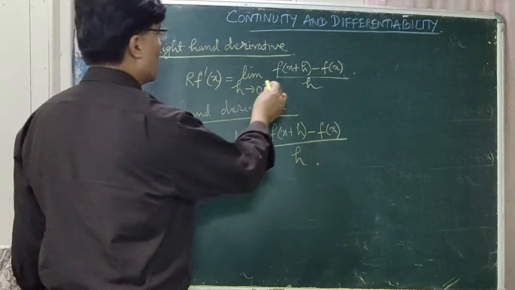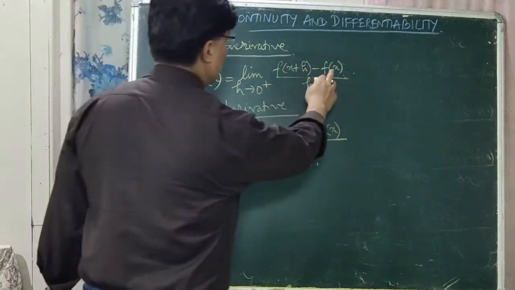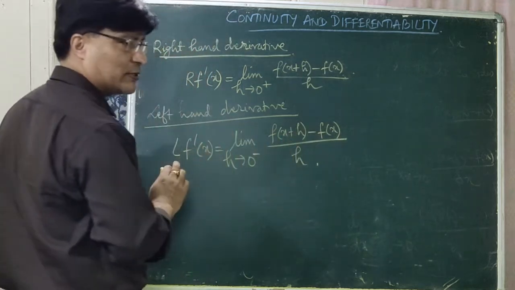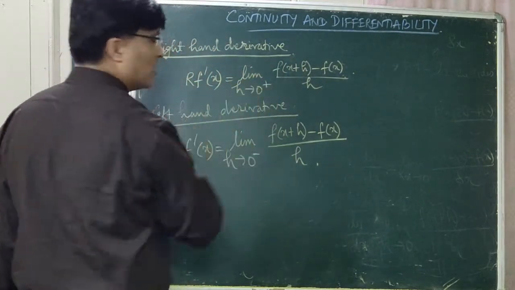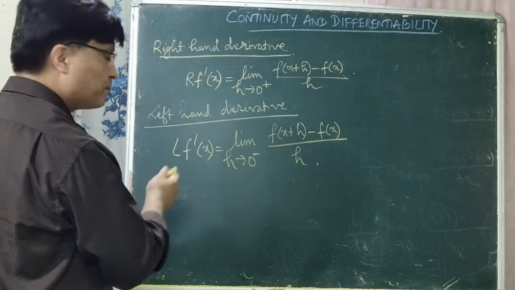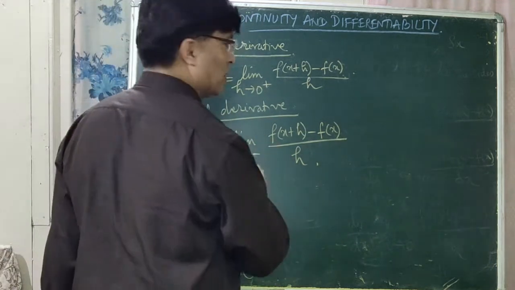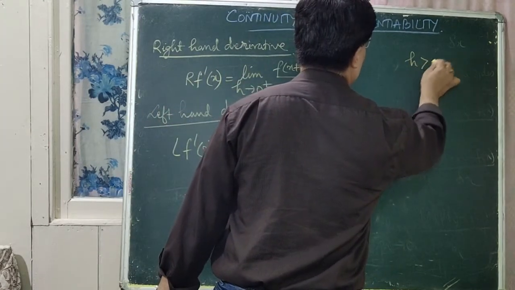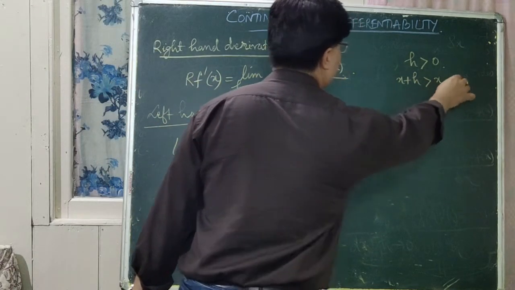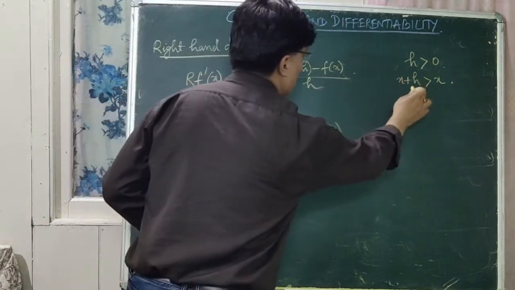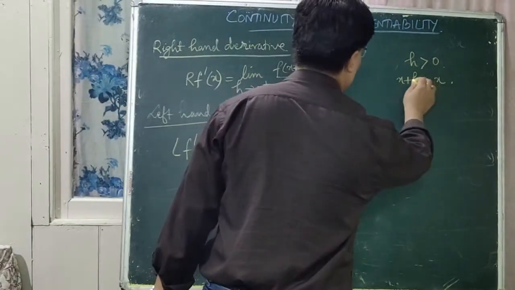Now in this case, what is meant by f of x plus h? You should know the meaning of x plus h here. Here x is exactly equal to x, here also x is exactly equal to x. Only x plus h is there. H tends to 0 plus means h is approaching 0 from the right hand side, and all the values of h are greater than 0 out here, isn't it? So h tends to 0 plus means h is greater than 0, right? So add x on both the sides: x plus h is greater than x. That means x plus h will always be greater than x in this case.